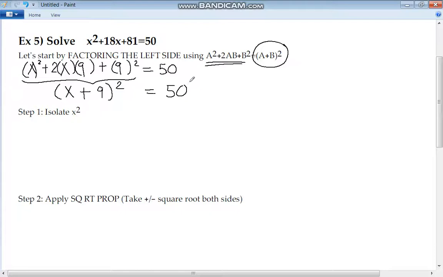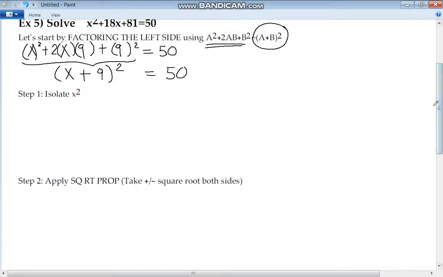When would you use this? Anytime that you could look at the left side and say, hey, I could factor that as a perfect square, a binomial squared. And then I'll be able to proceed the way we're going to do now. It's really easy now. Okay, we're going to isolate the squared expression, but see, that one's already done. It's already isolated. It already is (x plus 9) squared, so we don't have to do that step.